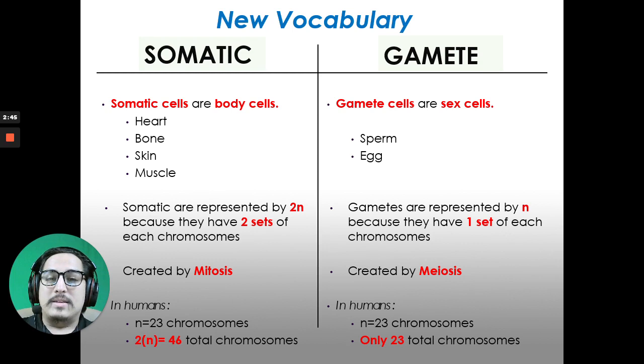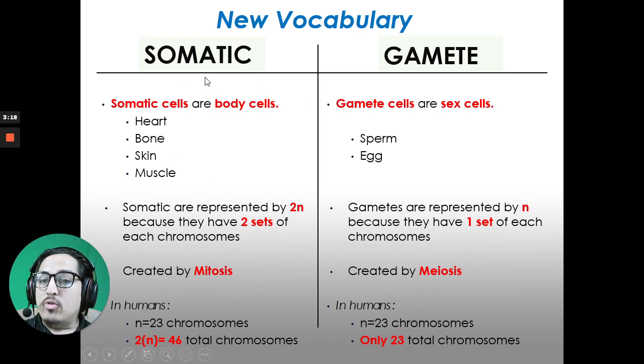Okay, so it says new vocabulary. So the words somatic right here on the top, and this is the word gamete. You definitely, from now on, need to know them. Okay, so what is a somatic cell? Somatic means body cell. So literally every cell in your body is going to be a somatic cell. Some examples here are going to be heart, bone, skin, muscle. I can say eye, I can say fingers, whatever. Any type of cells in your body are going to be somatic.